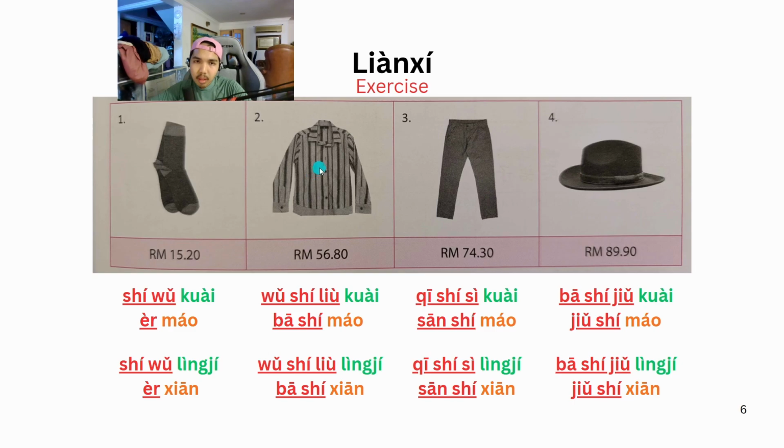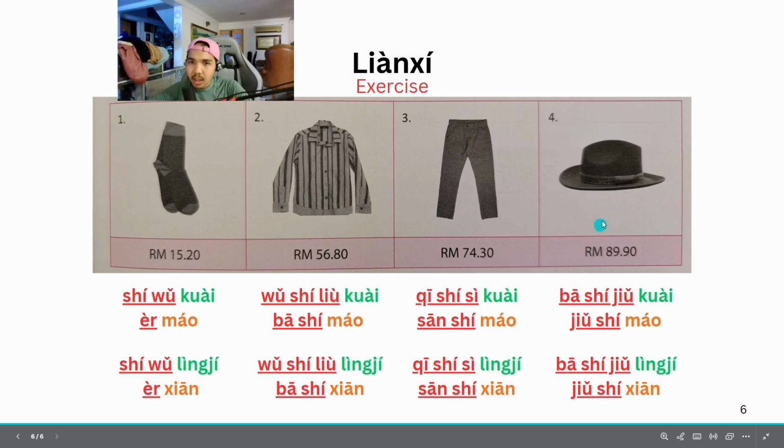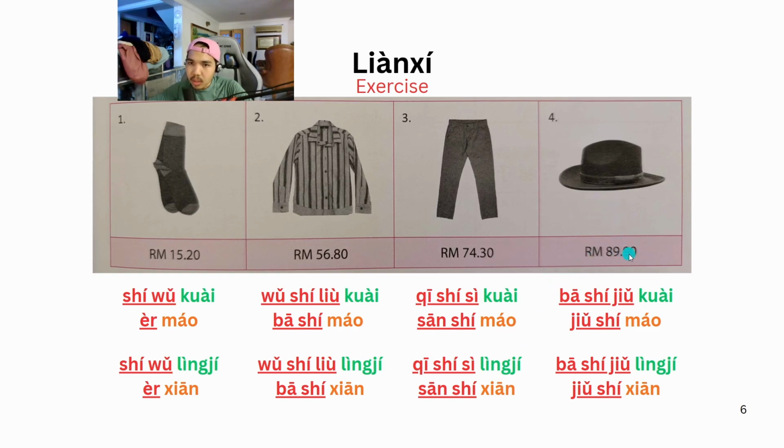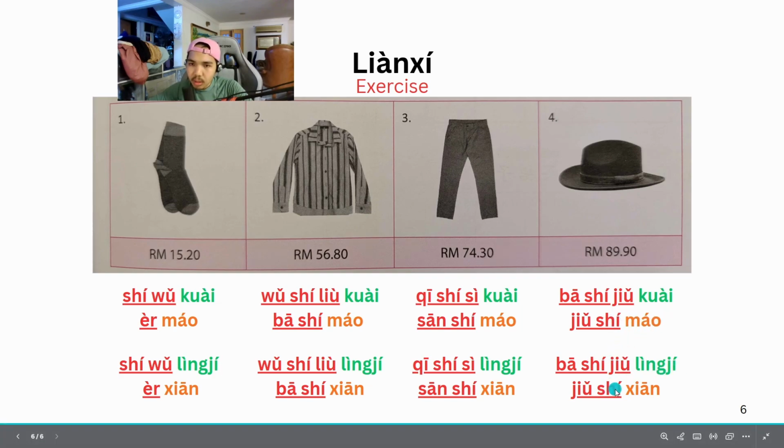So this long shirt is 56 ringgit 80 sen. It will be 56块80毛, or 56 lingqi 80 sen. And these pants, 74 ringgit 30 sen, 74块30毛, 74 lingqi 30 sen. And this hat, 89 ringgit 90 sen, 89块90毛, 89 lingqi 90 sen.